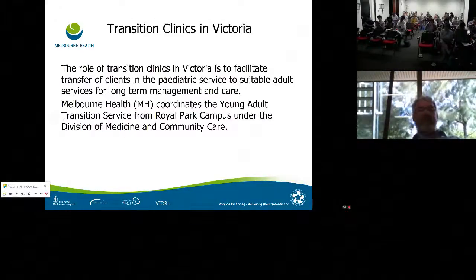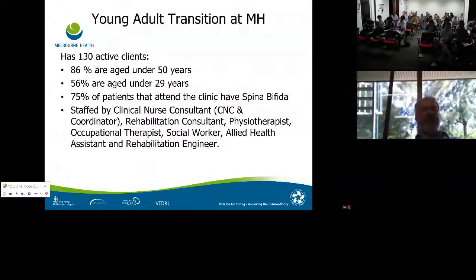We, at that stage, had 130 active clients, of which 86% were aged under 50 years. Some of these patients also had diagnoses other than spina bifida. There was a large group of patients aged from 18 to 29, and 75% of the patients that have attended the clinic have had spina bifida.